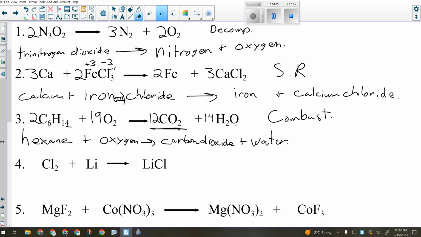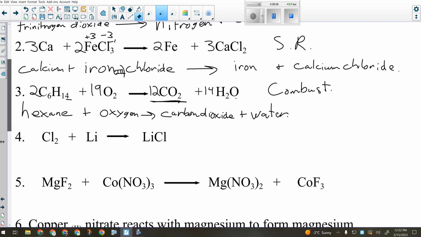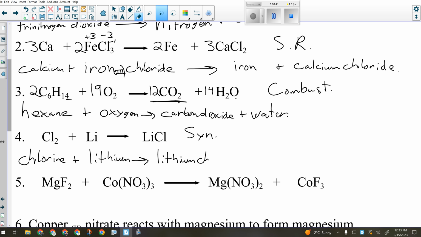Questions on 3? How many people have done 4? Let's look at 4 as well. On number 4, I've got an element reacting with an element to form a compound. What kind of reaction is that? Synthesis. Written out in words, Cl is chlorine, and that's how chlorine looks as an element. It's reacting with lithium, and that's going to produce lithium chloride.